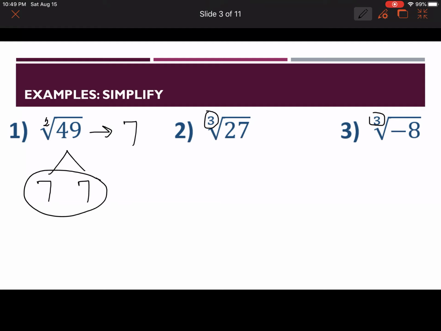For question number 2, we're looking for not a pair but 3 numbers. So what number can I multiply 3 times to get 27? If you factor down 27, it factors down to 9 times 3. But of course, 9 factors down to 3 times 3. So 27 is equal to 3 times 3 times 3. So the cube root of 27 is 3.